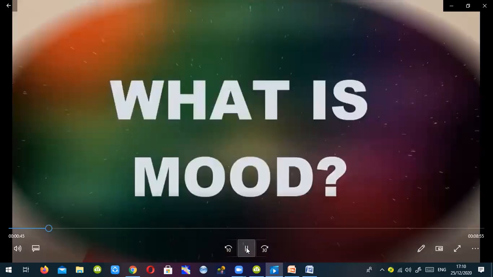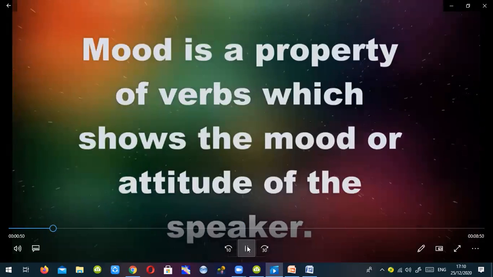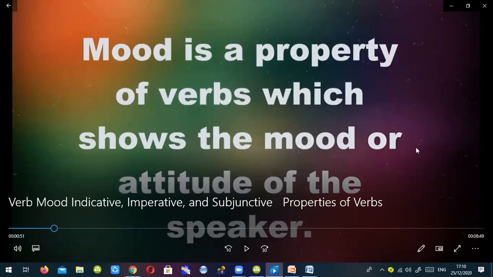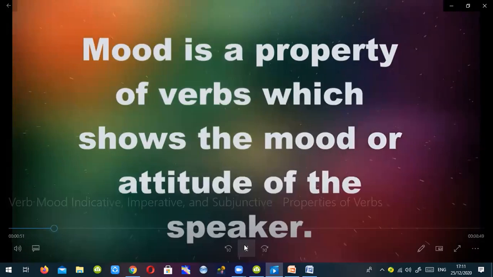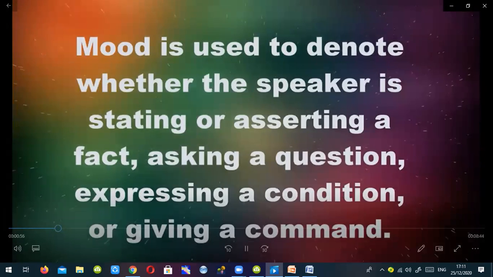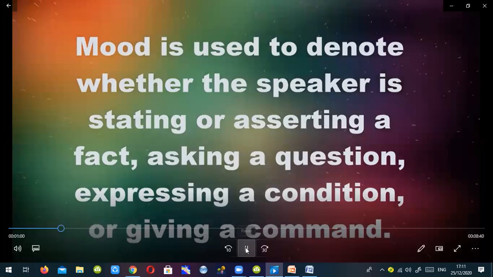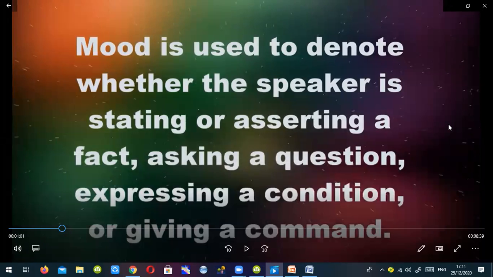Let's begin. What is verb mood? Mood is a property of verb which shows the mood or attitude of the speaker. Mood is used to denote whether the speaker is stating or asserting a fact, asking a question, expressing a condition, or giving a command.